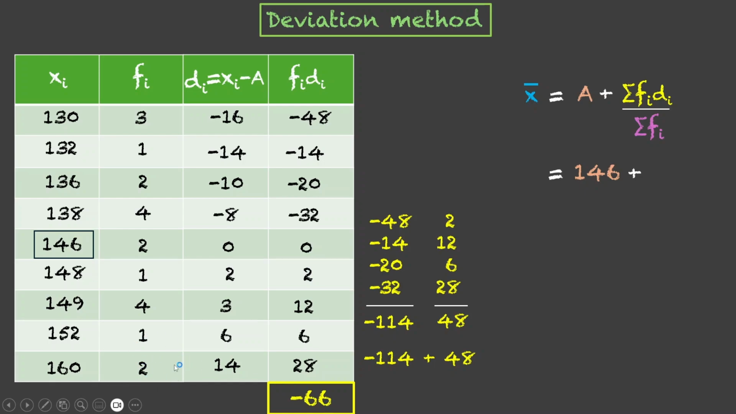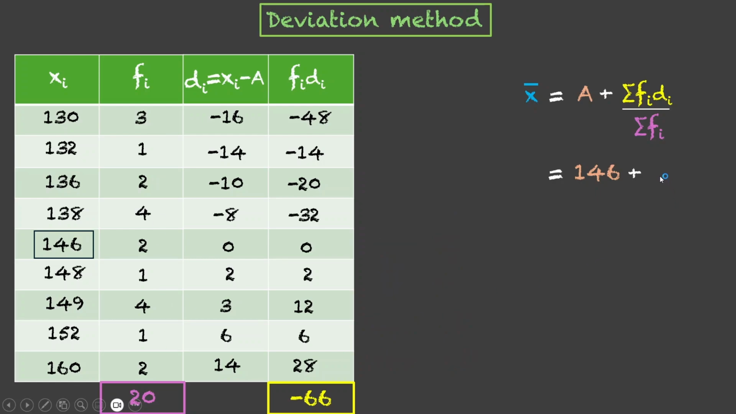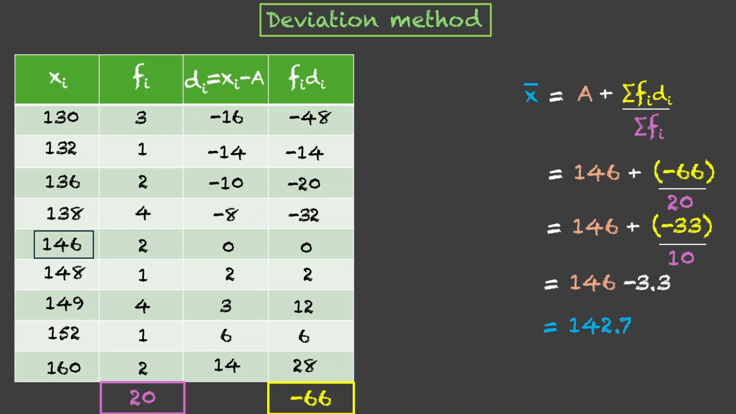Let's calculate the total of this frequency. We know we took the sample of 20 kids, right? This is 20. Now let's put in the values over here. Negative 66 divided by 20. So we can simplify it by 2. This will be 10, 33. So negative 33 by 10, which is 146 minus 3.3. So our mean over here is 142.7 centimeters.